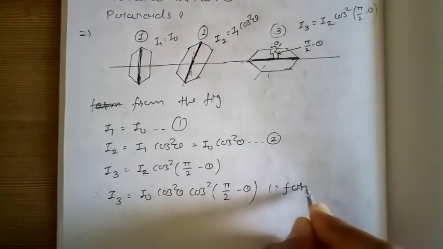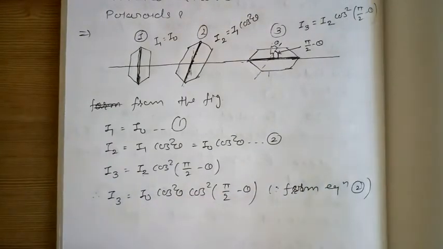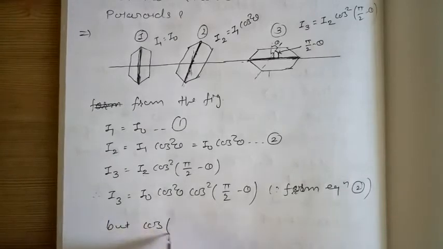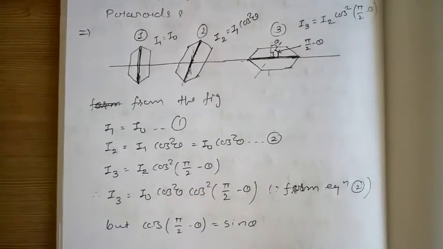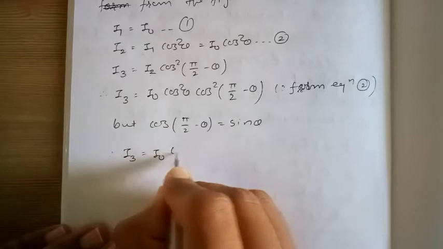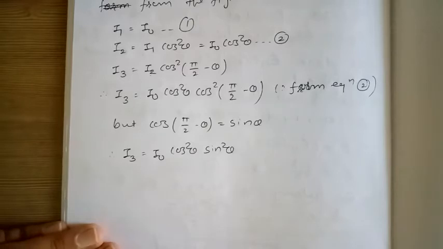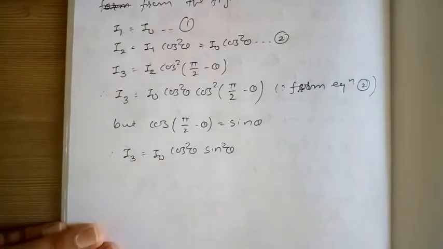We can say that from equation 2, right? But we know that cos of pi by 2 minus theta is sin theta. So cos square of pi by 2 minus theta gives sin square theta, right? So I3 is equal to I0 cos square theta sin square theta, right? So the intensity I3 is equal to I0 cos square theta sin square theta.